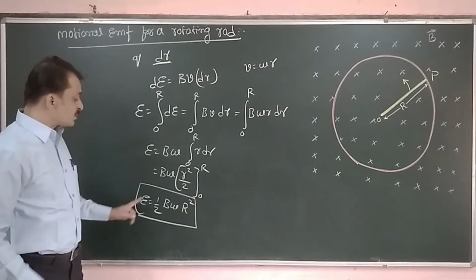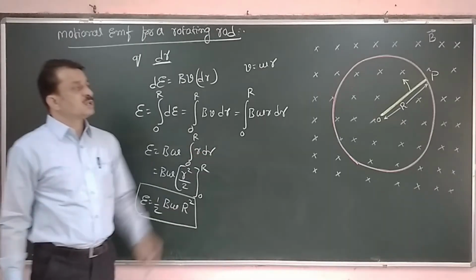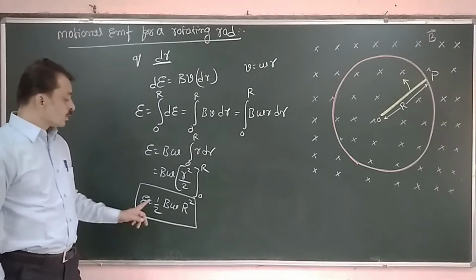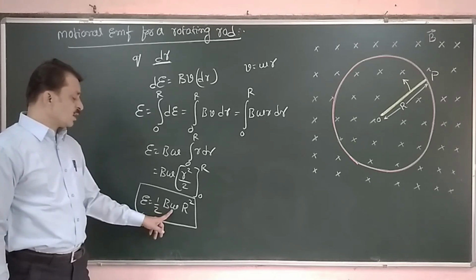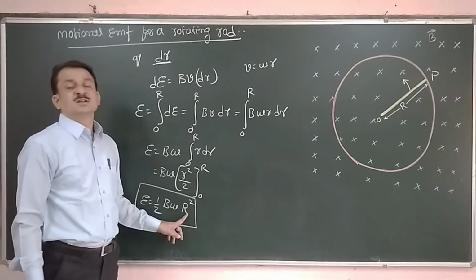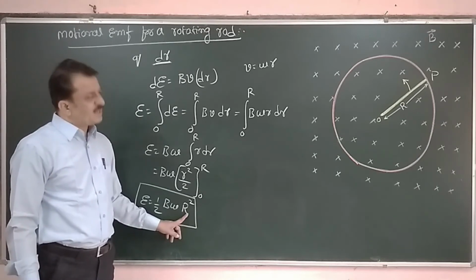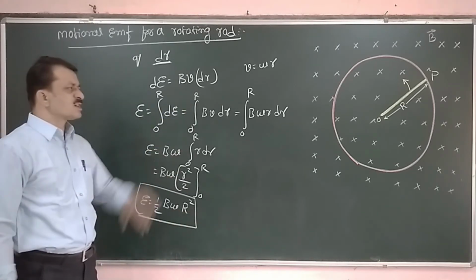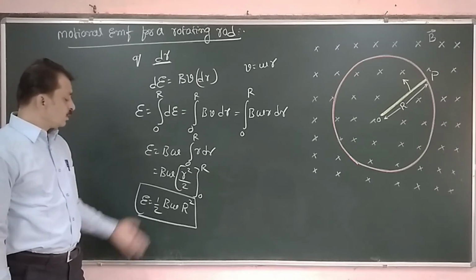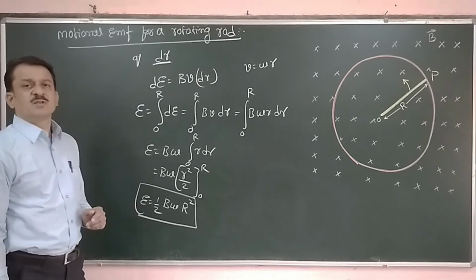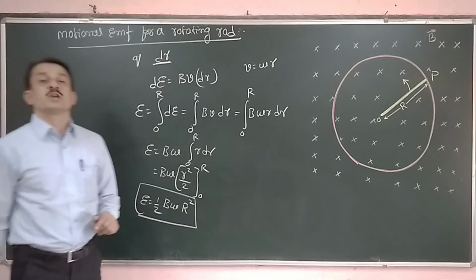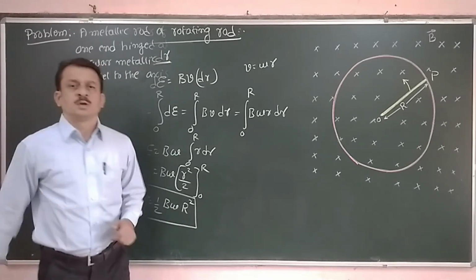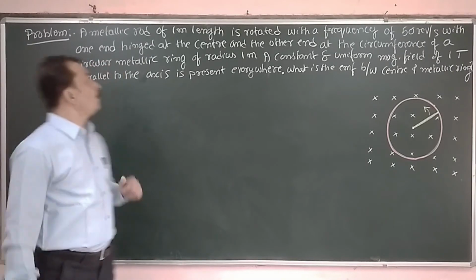Now this is the expression whenever the rod is making a circular motion. So omega is the angular velocity and r is the radius, the length of the rod or the radius of the circular path described. By using this relation also we can work out the motional EMF in the case of rotational motion. We will solve one problem.